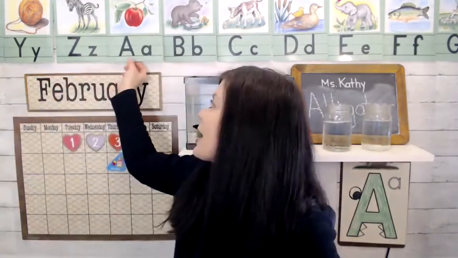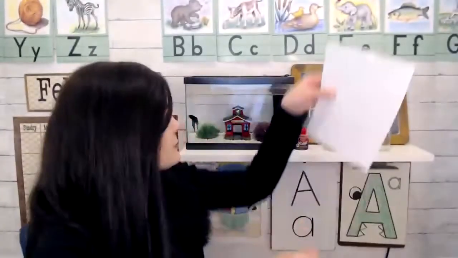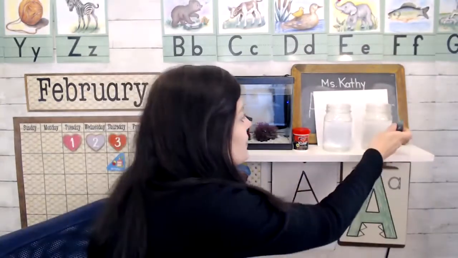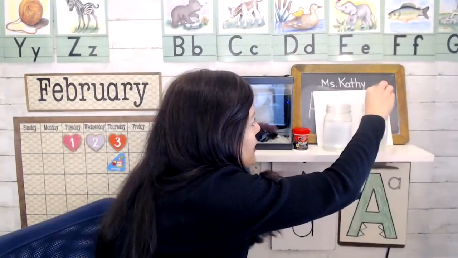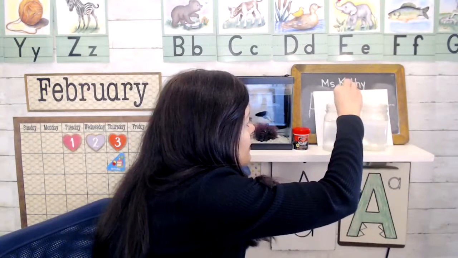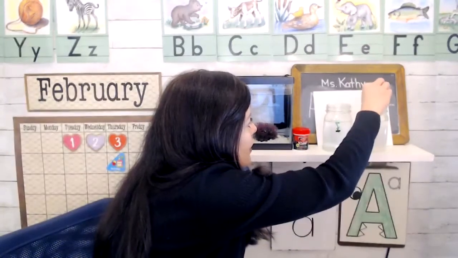So let me just grab our letter A card, and I'll put that behind there so you can see. All right, now watch how, when I add some food coloring, the two different waters react differently. All right, so here we go. I'm going to add some into the fresh water and now into the salt water. So let's just wait for a moment and see.